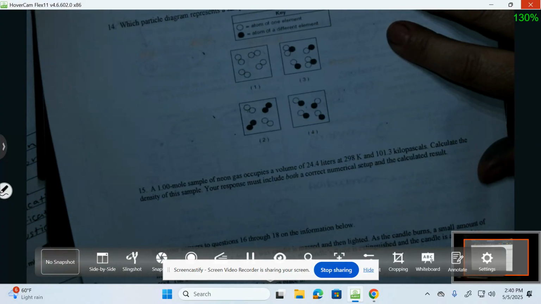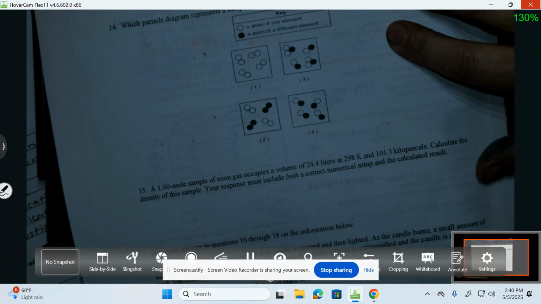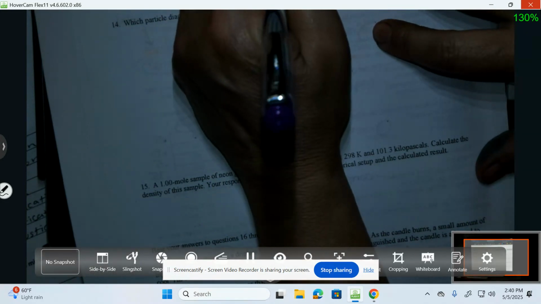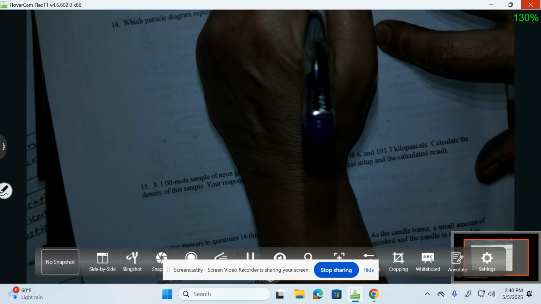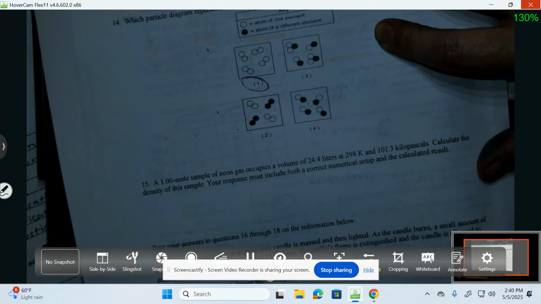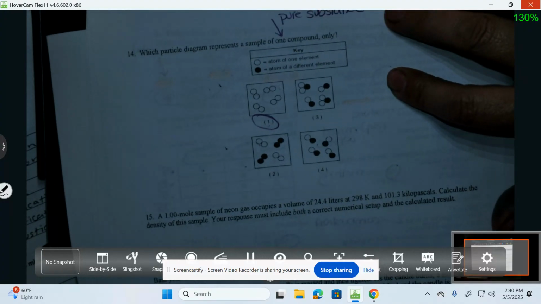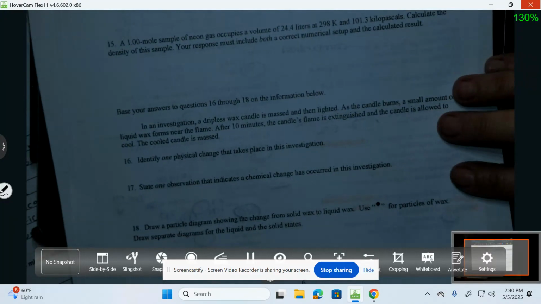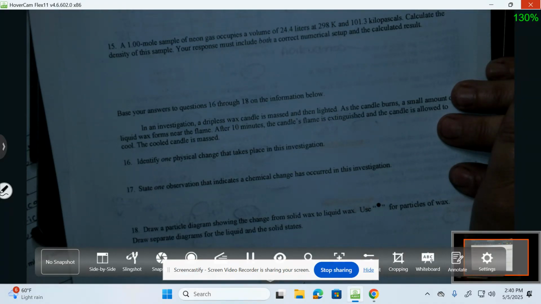All right, which particle diagram represents a sample of one compound only? So they're looking for a pure substance. Why'd you pick one? All the same. Good.